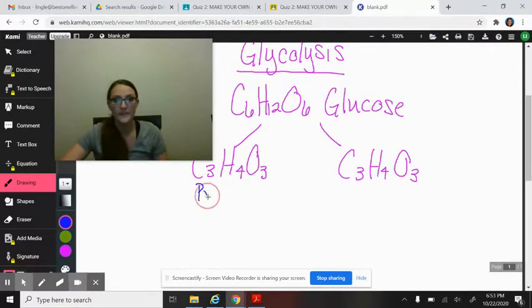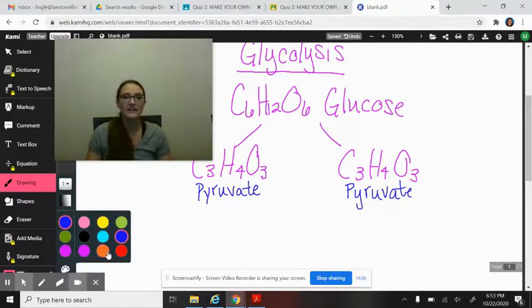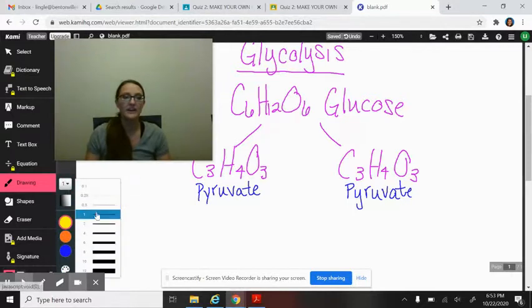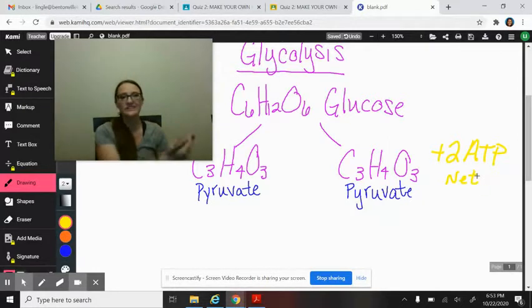So pyruvate. Remember that your teacher or whoever you are learning from may call it pyruvate, and they may call it pyruvic acid. And it doesn't matter either way. Those words mean the same thing. Okay. Also, something else that you need to know is that you have made a magical molecule now called ATP. And so this process is +2 ATP. So that's 2 net ATP. I'll write net. And that means that originally you had to pay 2 ATP to enter glycolysis, and then you actually made 4, and so you net 2 positive ATP.